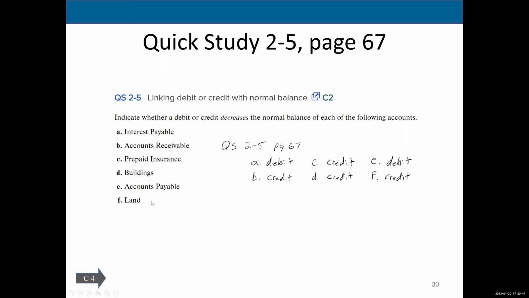And finally, land. Well, we own the land, so you know it's an asset. And we know that we increase assets with a debit. So we would decrease the asset with a credit. Well, there you have it.